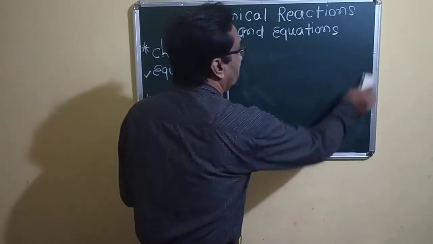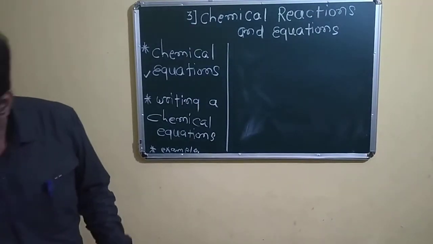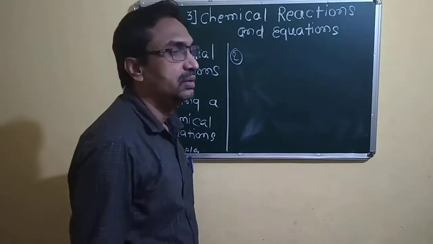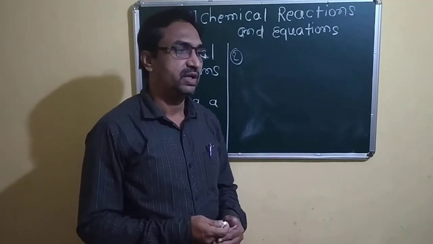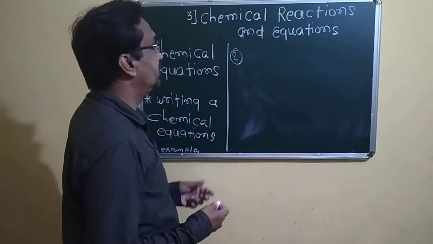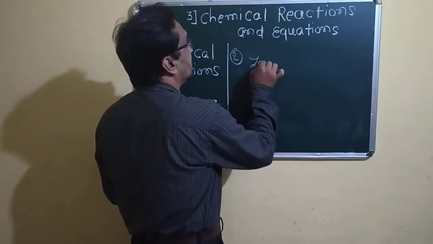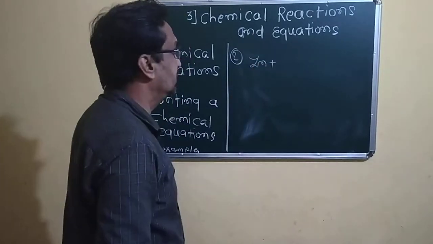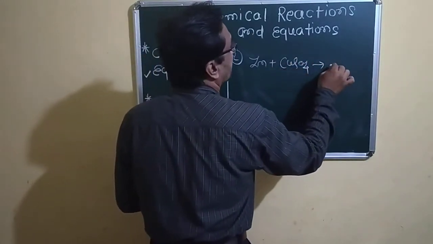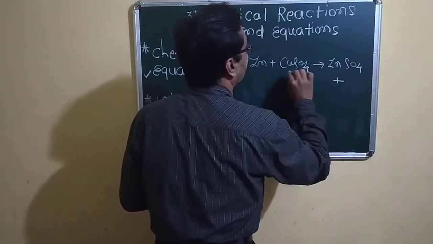What is the second rule? The second rule is that if we know the reaction is taking place between two substances, okay, between two substances, just once again I have written those things: zinc plus copper sulfate gives zinc sulfate plus copper.